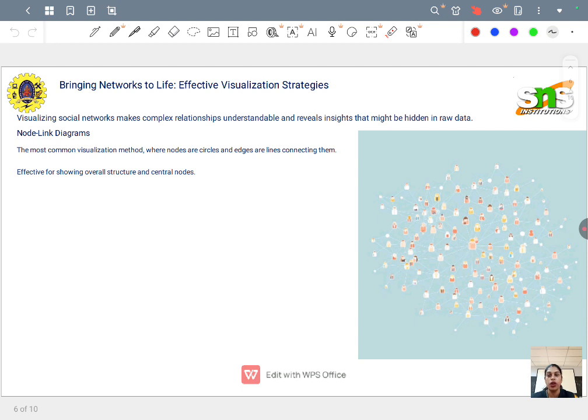Social network analysis makes complex relationships understandable and reveals insights that might be hidden in raw data. By looking at the raw data, we can miss some of the information, so visualization techniques are most important in SNA.